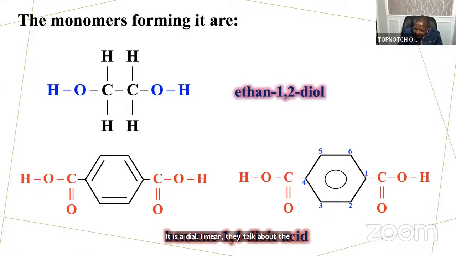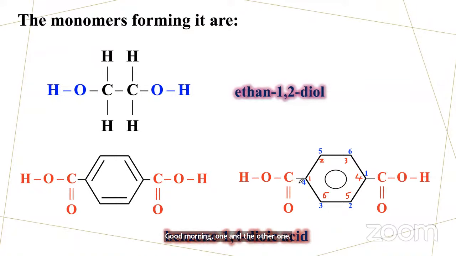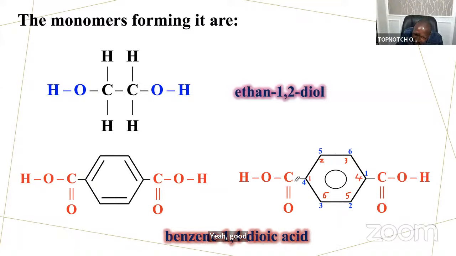Let's count. 1, 2, 3, 4, 5, 6. And again, we can count even here. 1, 2, 3, 4, 5, and 6. So in that kind of a scenario, we have a carboxyl group here. It is on which carbon atom? This one is occurring on one. And the other one occurs in which carbon atom? 4. Are we together? Yes. Even if we count the other way, 1, 2, 3, the first carboxyl group is still on the first, the other on the fourth. So depending on where you start counting from, that's why the name becomes benzene 1,4 dioic.